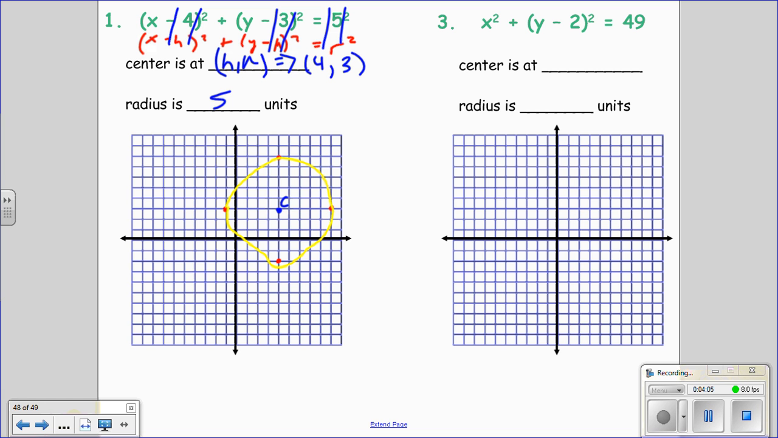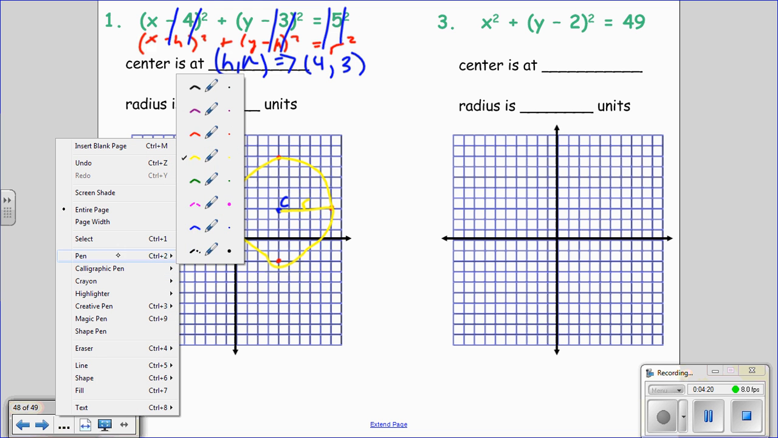Oops, I totally missed that last dot, but that's your circle. And you might want to draw your radius on there as well. Now for the next question.